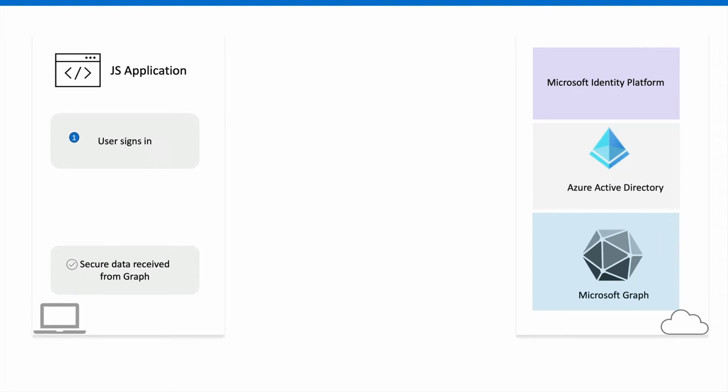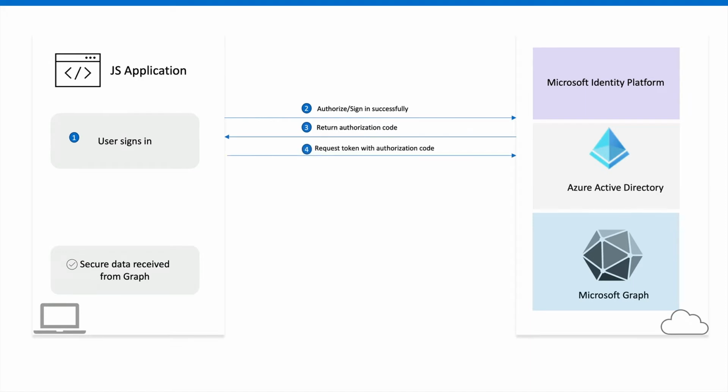Now let's assume they successfully sign into the application. Now the next step will then be to get an authorization code. That'll be passed back to the application. And then the application can use that authorization code to request an access token.